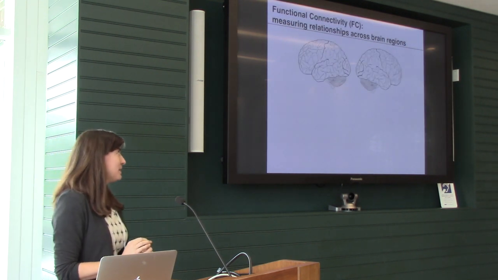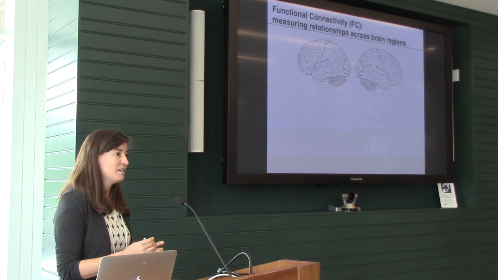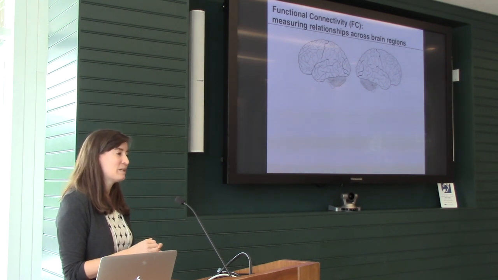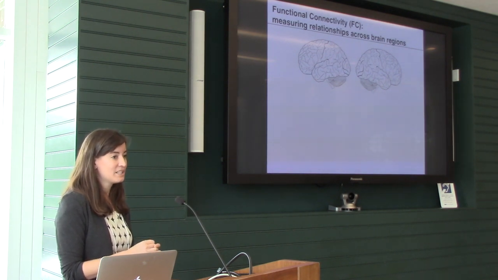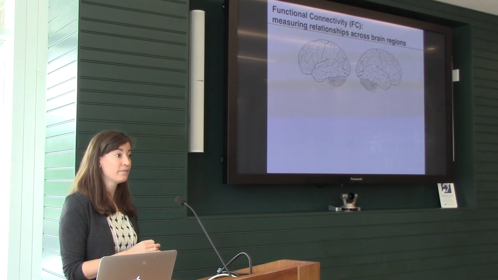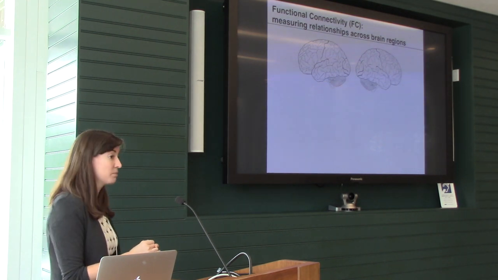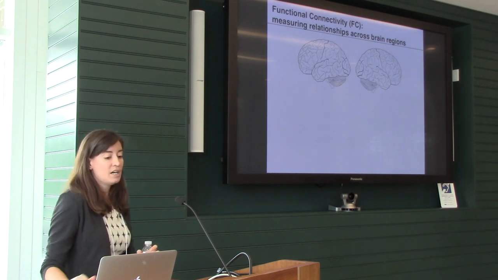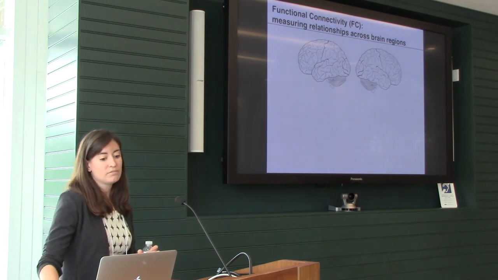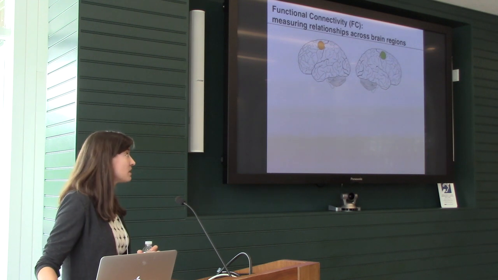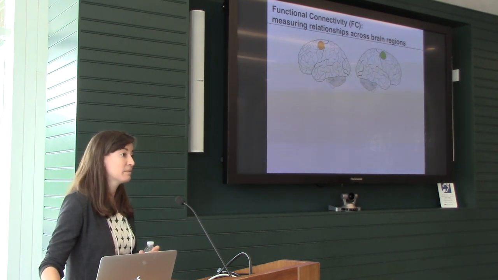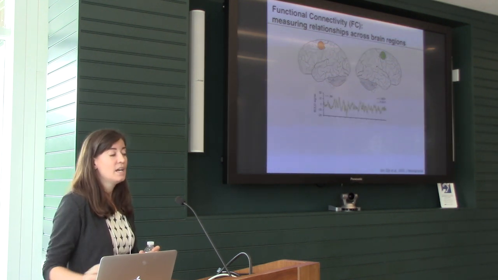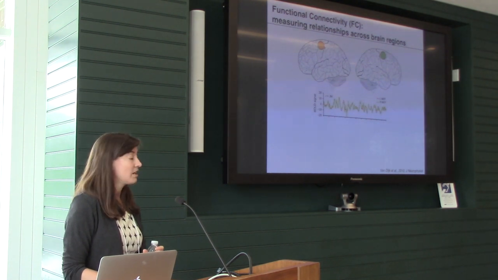And so I'm going to be calling these measurements of correlations between different brain regions functional connectivity. There are of course many different ways of measuring the relationships across brain regions, and we can talk about those and their relative advantages later. But at its simplest level, functional connectivity is just taking the BOLD signal from two different brain regions, for example, left and right motor cortex, and looking at how similar or different they are over time.